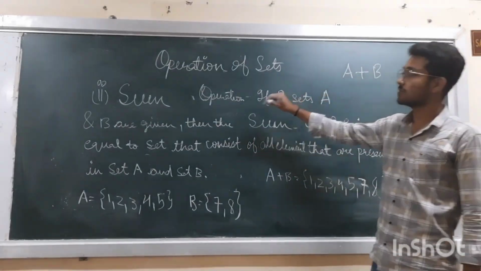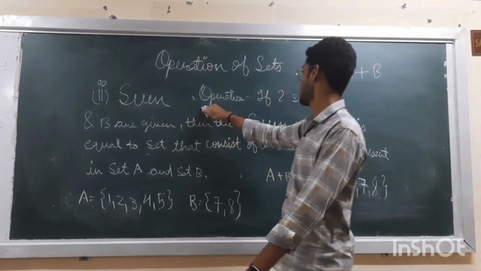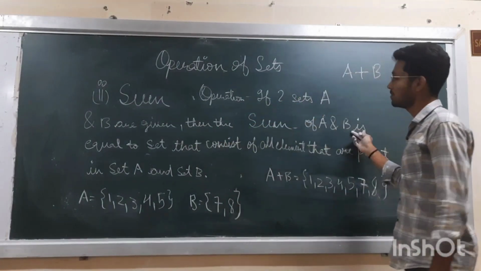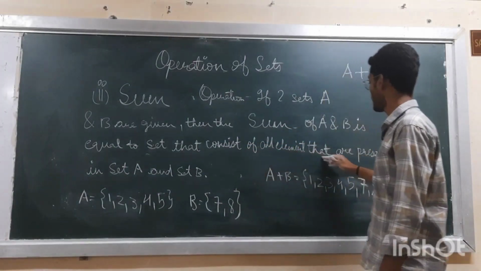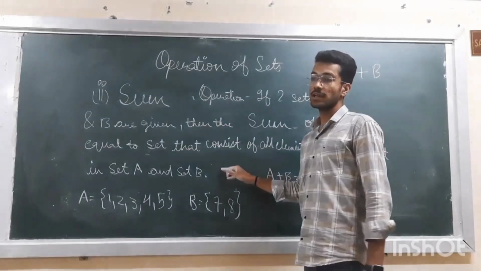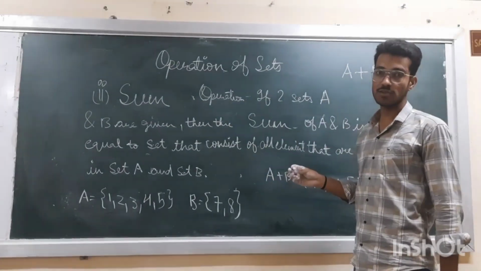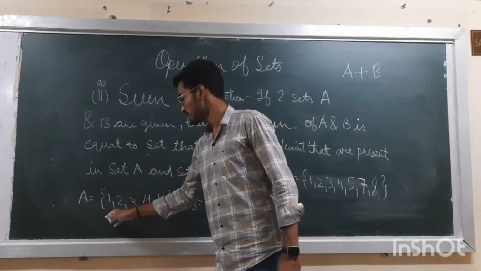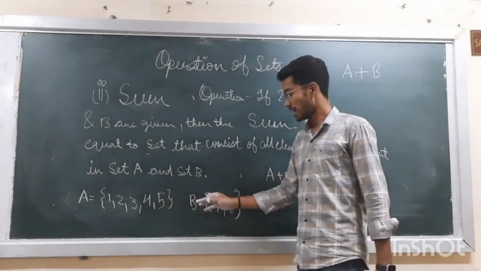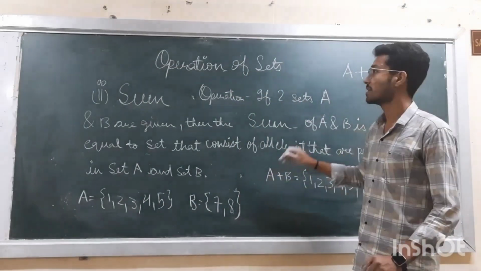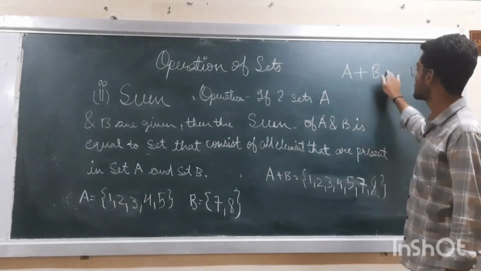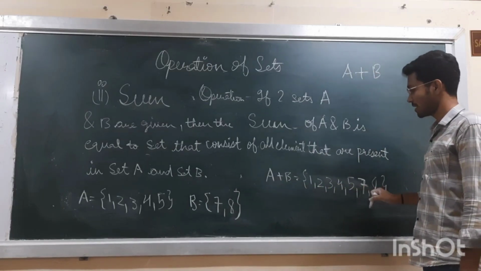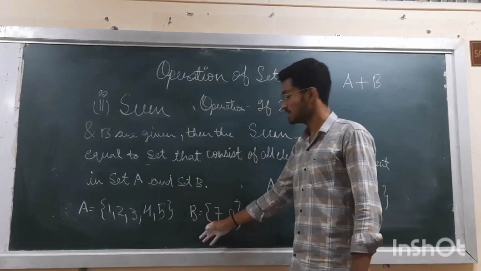So the last operation in the operations of set is the sum operation. The sum operation can be defined as: if two sets A and B are given, then the sum of A and B is equal to the set that consists of all elements that are present in set A and set B. In this, we are doing nothing but adding the elements of two sets. For example, if we have set A which consists of elements 1, 2, 3, 4 and 5, and set B which consists of elements 7 and 8, the sum operation can be denoted by this, and the resultant set A plus B equals 1, 2, 3, 4, 5, 7, 8, which is the addition of both set A and set B. Thank you.